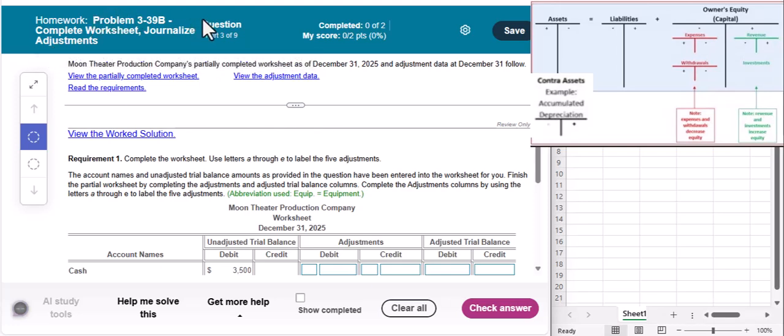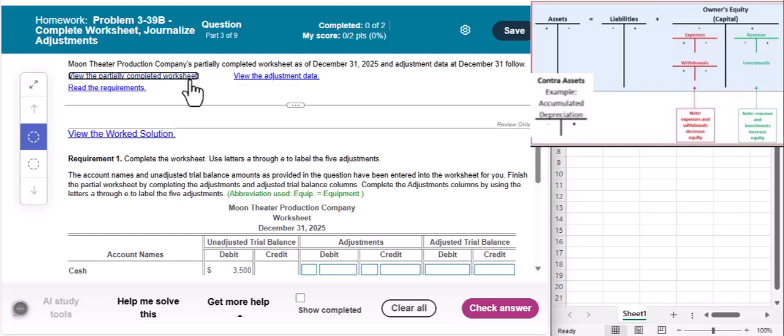Problem 3-39B, complete worksheet, and then journalize adjustments. So Moon Theater Production Company's partially completed worksheet as of December 31st, 2025, and adjustment data at December 31st follow.